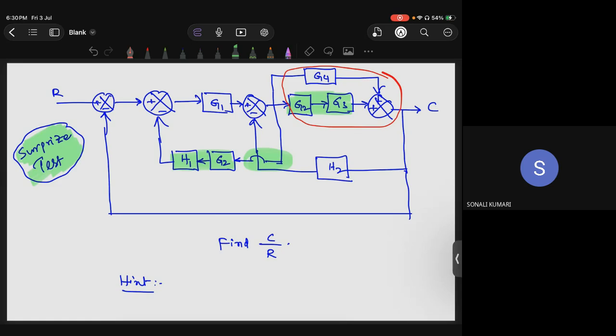I hope you took the problem, so I'm closing the call. As usual, take 15 minutes, by 6:45 please submit your solutions. Take the image and mail me. Okay, thanks a lot.